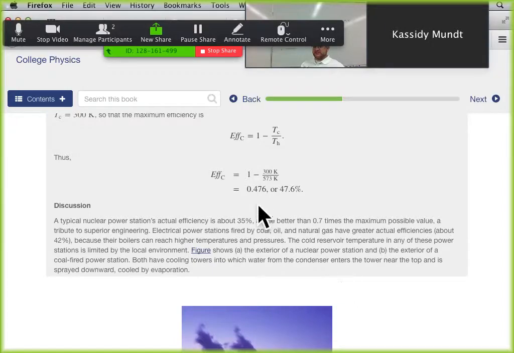So this is the hottest temperature you can reach with a nuclear power plant, and the hottest temperature above room temperature. So that's essentially the best efficiency you can possibly get with a nuclear power plant operating between those two temperatures. But what they actually get is about 35%.